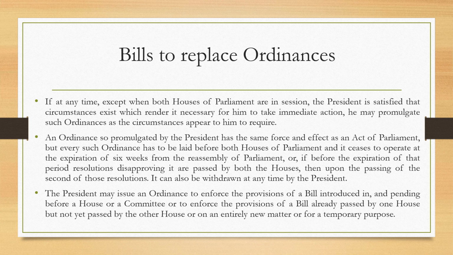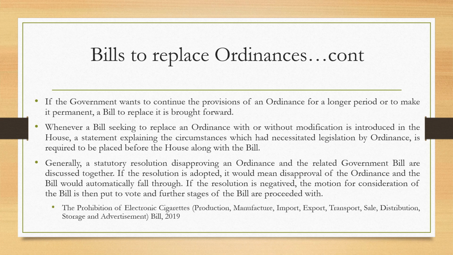The President may issue an ordinance to enforce the provisions of a bill introduced in and pending before the House or committee, or to enforce provisions of a bill already passed by one House but not yet by the other House. The President can go for an ordinance. So for the purpose of an ordinance, it is not necessary that both Houses should be out of session. Even if one House is in session and that House is not passing any legislation, or is just holding it, the President can go for an ordinance.